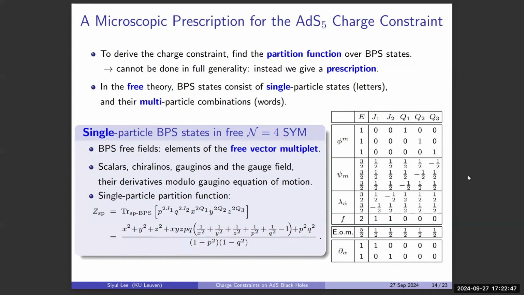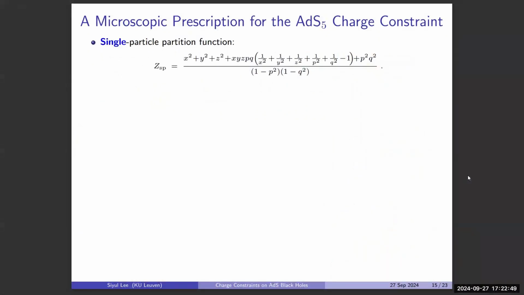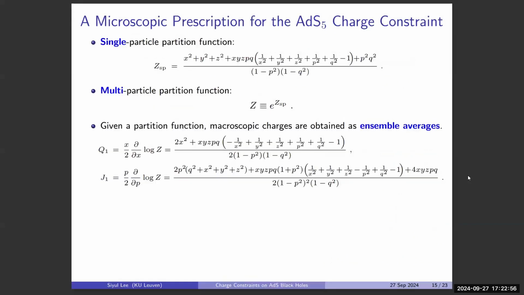So the part of the prescription which is not fully justified is to take the exponential of the single particle partition function to calculate the multi-particle partition function. And then from the multi-particle partition function, which is the partition function for the full ensemble, you can compute the macroscopic charges as ensemble averages from these familiar formulas that you learned from undergrad stat mech.